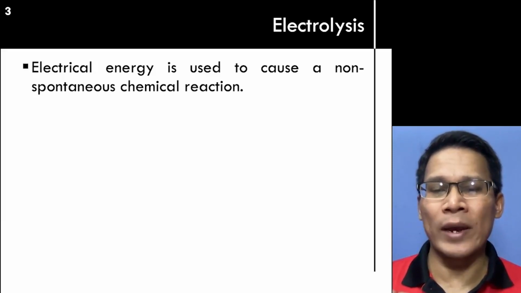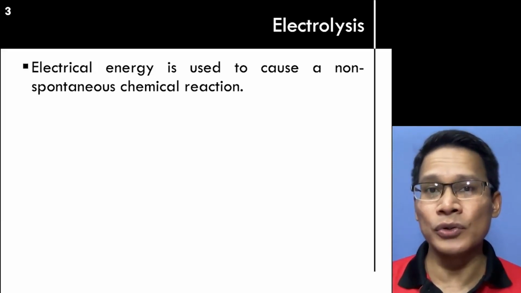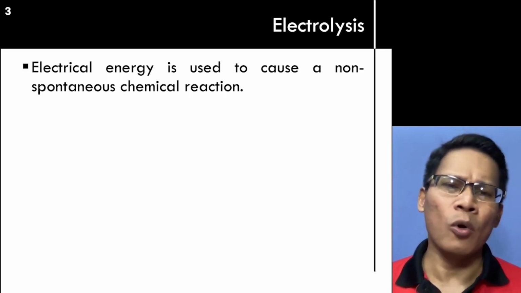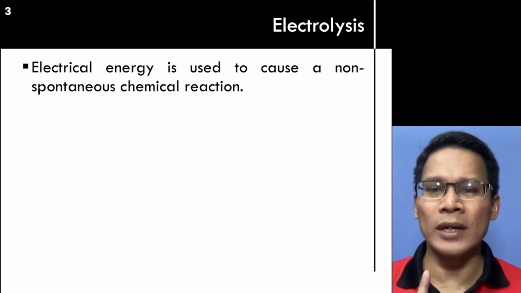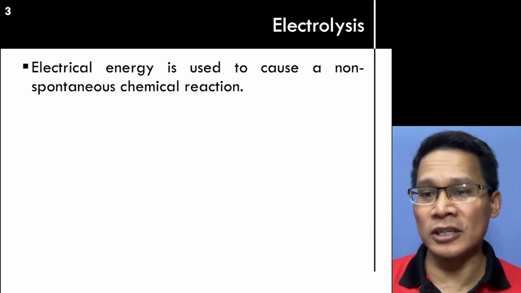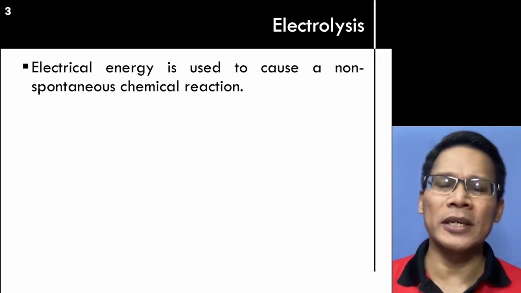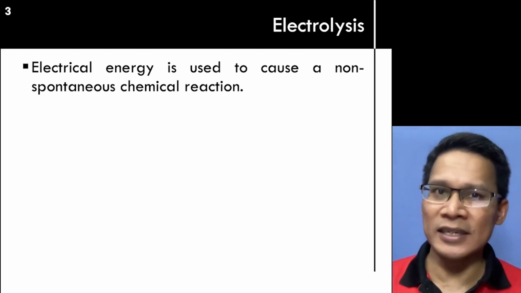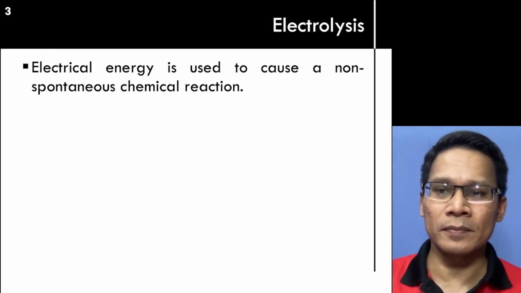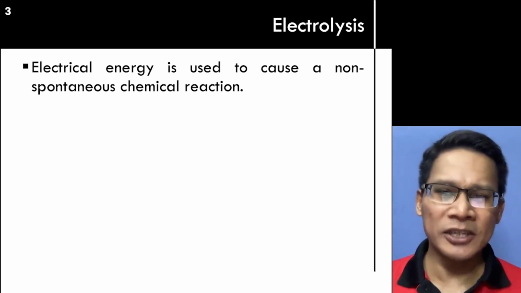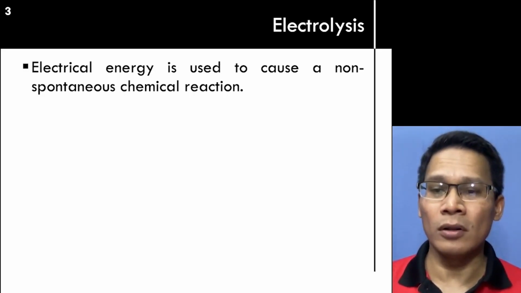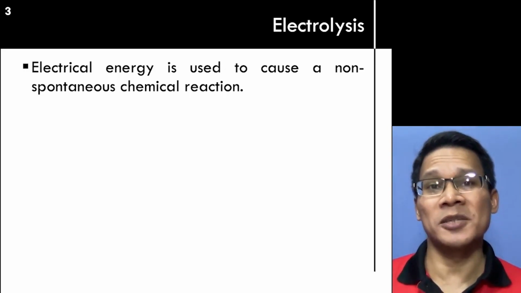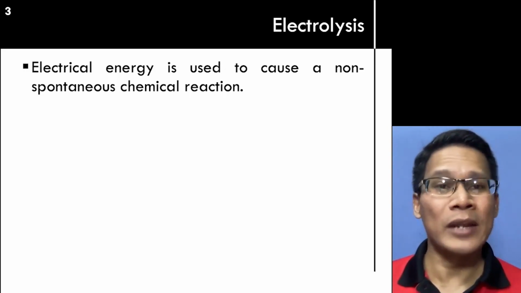Electrolysis is a process where electrical energy is used to start a non-spontaneous redox reaction. Why non-spontaneous? Remember that a spontaneous reaction will occur naturally under a given condition. A non-spontaneous reaction, however, will not occur under a given condition. Thus, electrical energy is needed to start the reaction. After all, why would you need energy to start a spontaneous reaction? It will happen anyway.